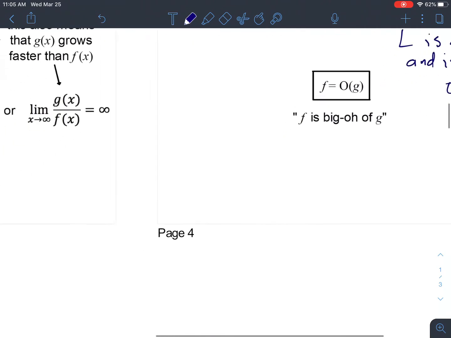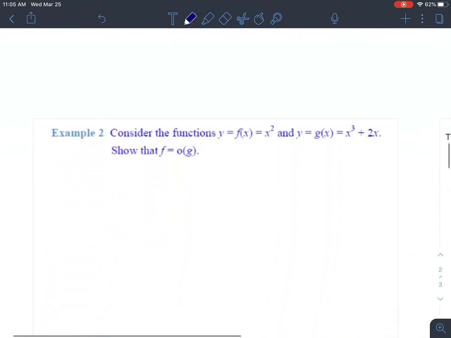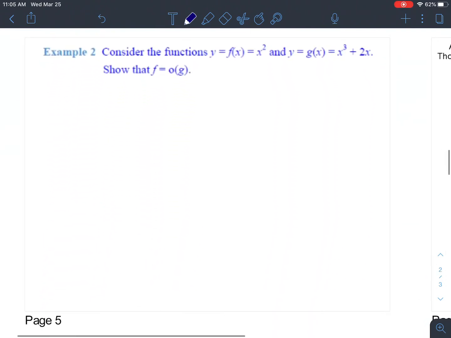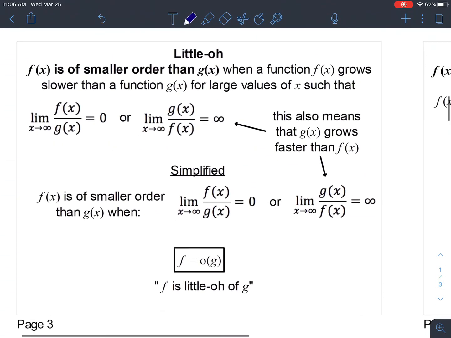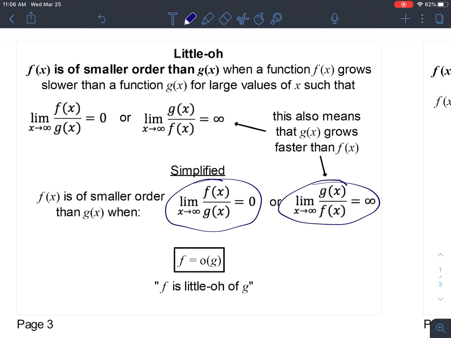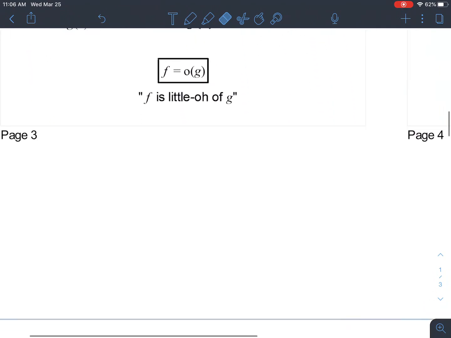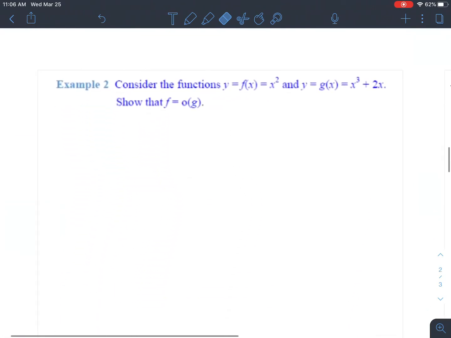All right, now we have to get into the examples. In this first one, we are told to consider y equals x squared and y equals x cubed plus 2x. What we're supposed to do is show that f is little o of g. Going back to our definition, that means we either need to show that the limit of f of x over g of x becomes 0, or we need to show that the limit of g of x over f of x is going to go to infinity. For this one, I'm just going to choose g of x over f of x.